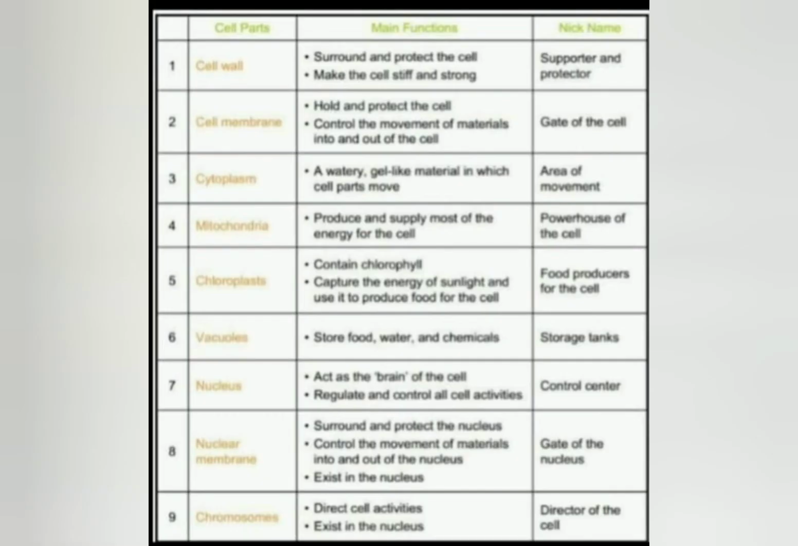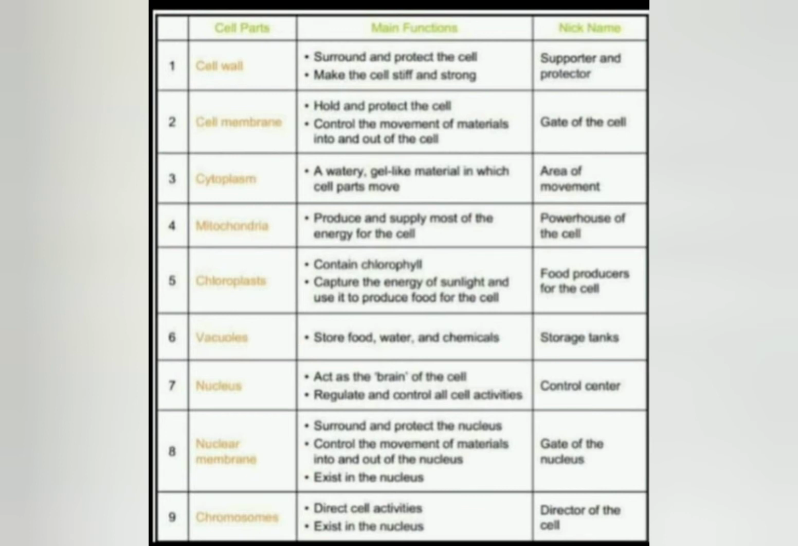Now let us see the cell parts and their main functions. Number one is cell wall. The main functions of the cell wall are to surround and protect the cell, and make the cell stiff and strong. So you can call it a supporter and protector also.